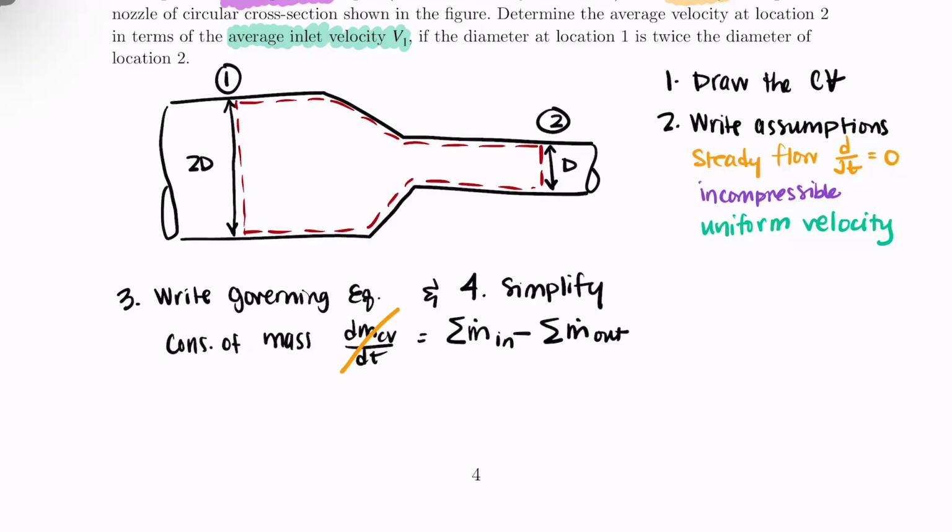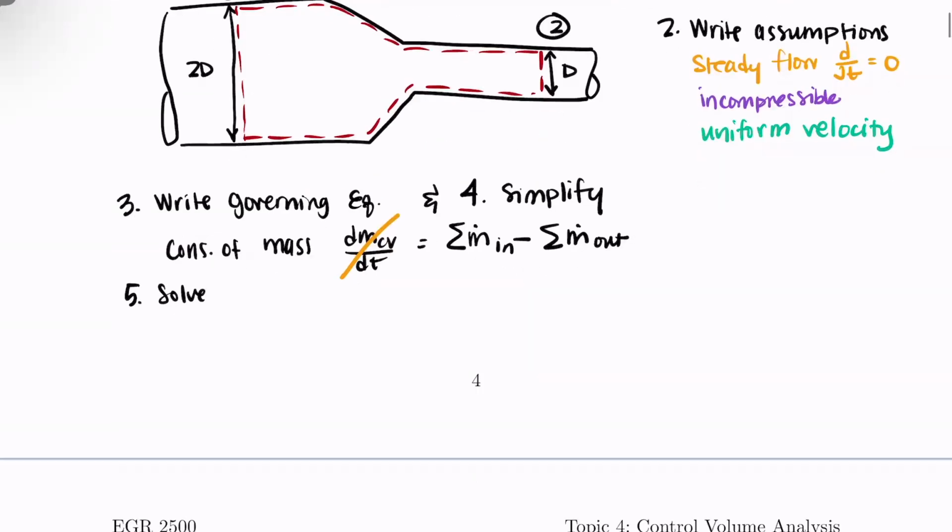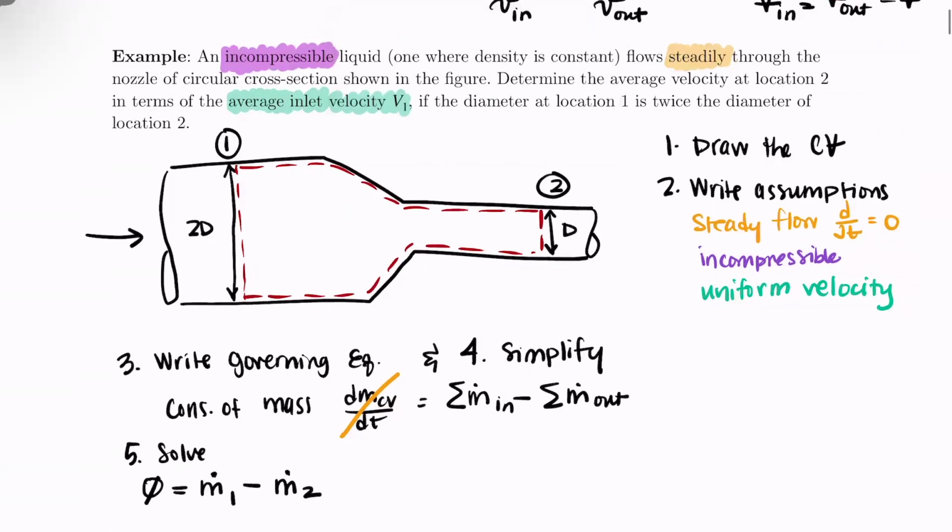And then since we only have one inlet and one outlet, we have the following. So we have m dot 1 minus m dot 2. So this is the flow direction. I should have drawn that there, is equal to 0. Okay, so this is our starting equation. Let's go back to the problem and figure out what we want to find. So we want to find the average velocity at location 2. So we're looking for V2 in terms of V1.